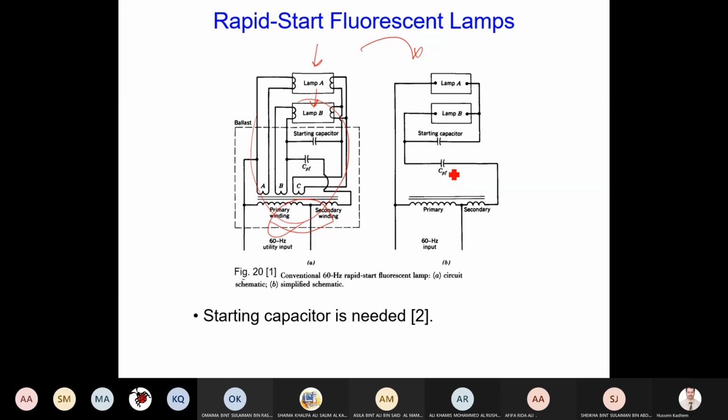Okay, have a look. This is lamp A and lamp B. They are connected in series, right? And there is a capacitor connected in parallel, which is called the startup capacitor. From the name startup capacitor, it means it works only when starting, and then it's gone. And there is another capacitor which is called CPF, the power factor correction capacitor, connected in series. From the name it is clear that it corrects the power factor.